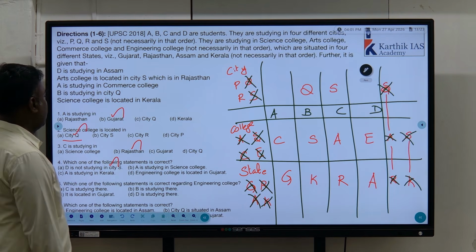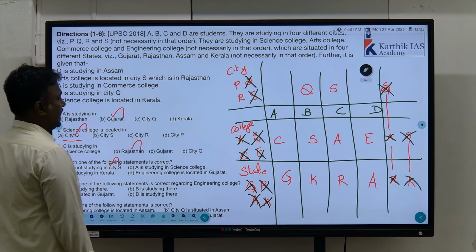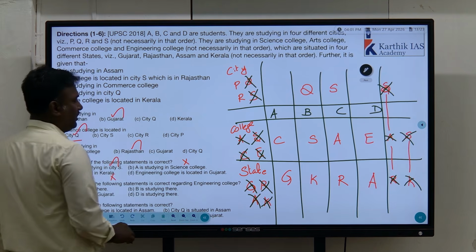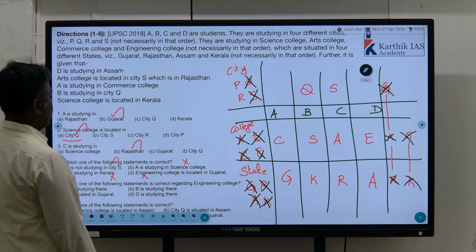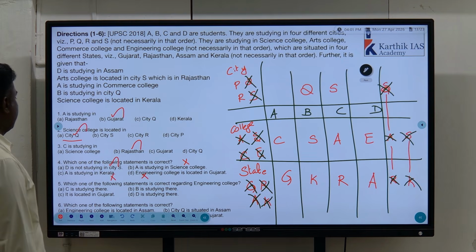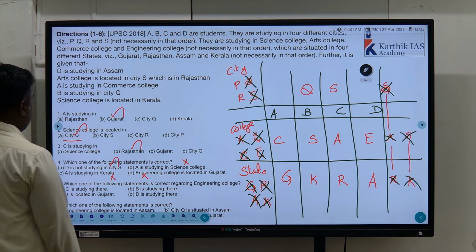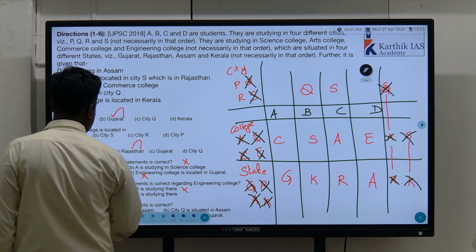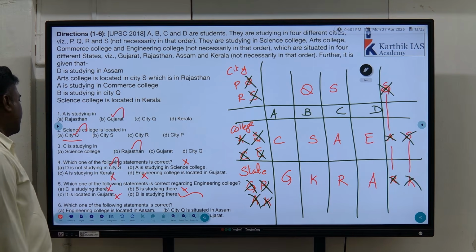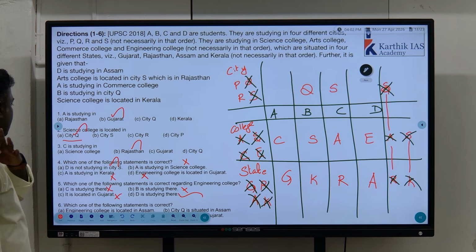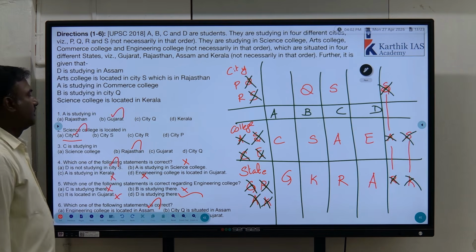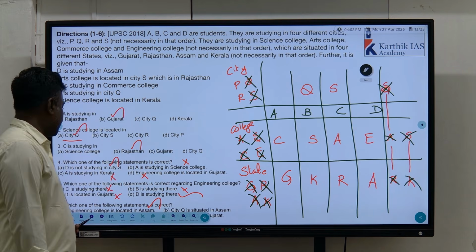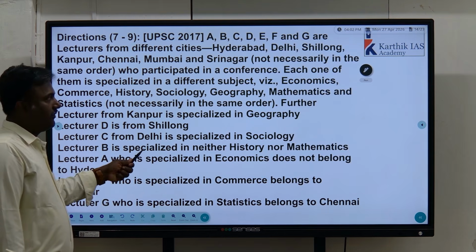A is studying in Science College, which is wrong. A is studying in Kerala, which is wrong. Engineering College is located in Gujarat, which is wrong. So the first statement itself is correct. Which one of the following statements is correct regarding Engineering College? C is studying there, which is wrong. B is studying there, which is wrong. It is located in Gujarat, which is wrong. D is studying there. Engineering College is located in Assam. Correct, right? That's how we need to approach these questions. So stop the video, try first and then see the solution.